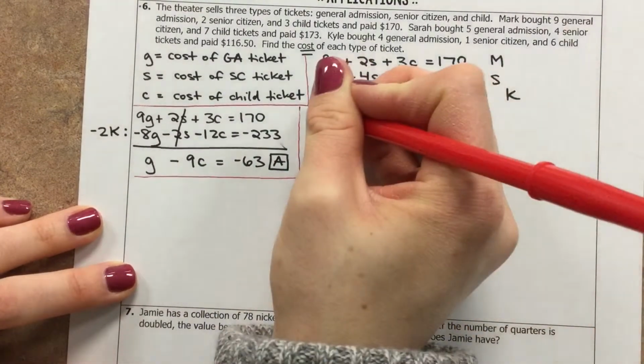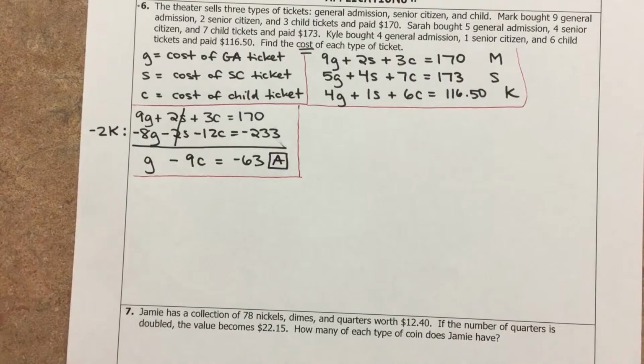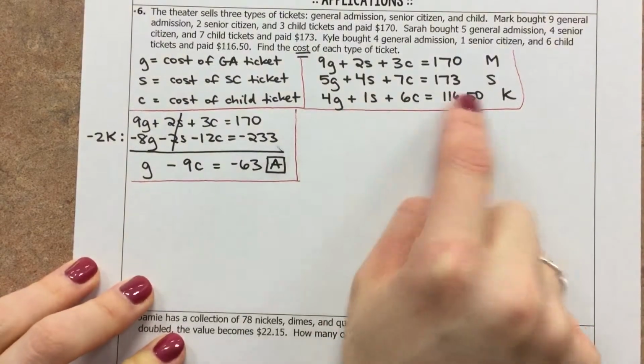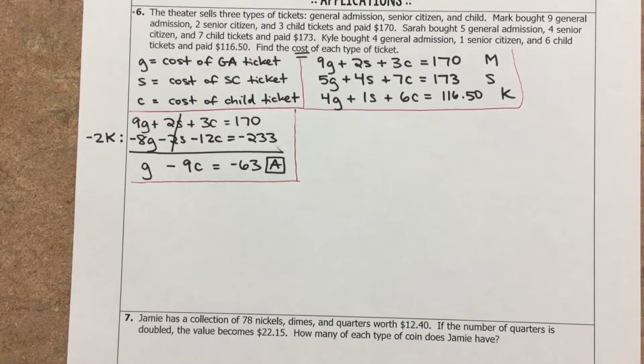So now we need to do another combination. So let's look back up at our original equations here. Remember, you have to use the equation that you haven't used yet. So we already used Mark's, we already used Kyle's. That means we've got to use Sarah's. So we're going to use Sarah's equation, and you have to eliminate the variable that you already eliminated. So we have to eliminate the s's again.